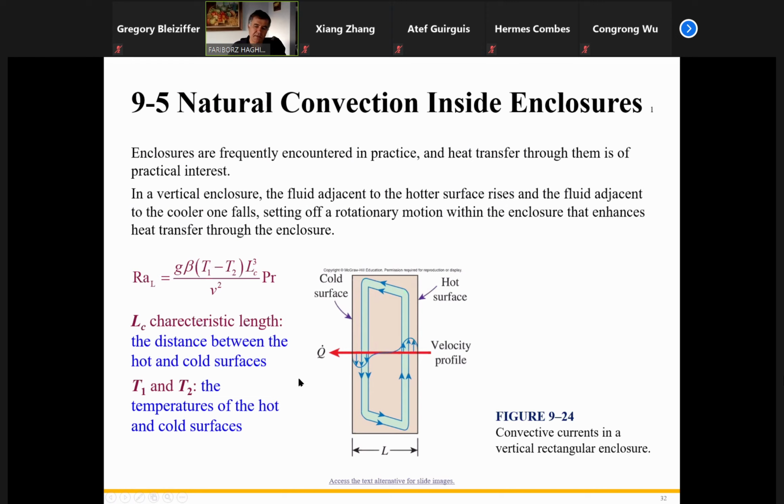And again, it is natural convection because there is no fan inside. This is sealed. Therefore, we have to calculate the Rayleigh number to find out if it's laminar or turbulent. But keep in mind when we are using this equation, the characteristic length is not the length of the window, but the gap between the windows. And when you're using this equation, you have to look at the temperature of one plate hot, one plate cold. Keep in mind, there's no temperature of the air here. This is the surface temperature.